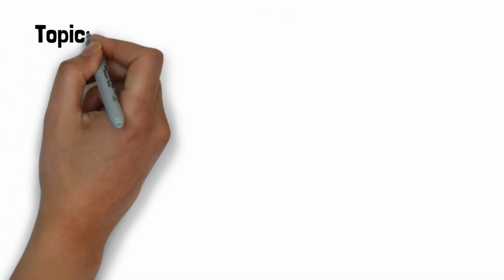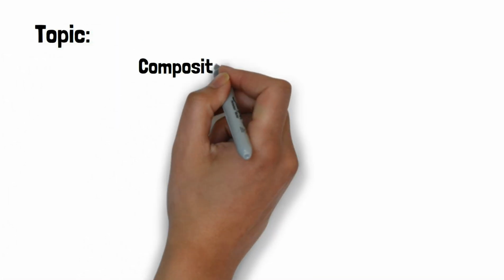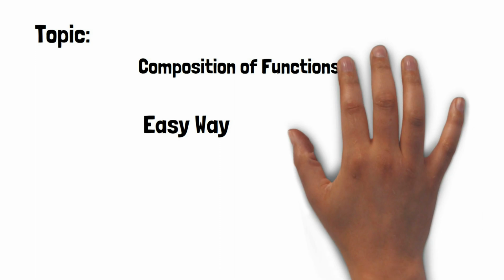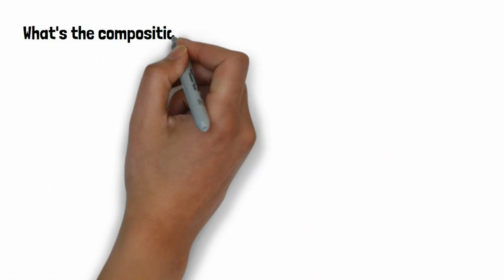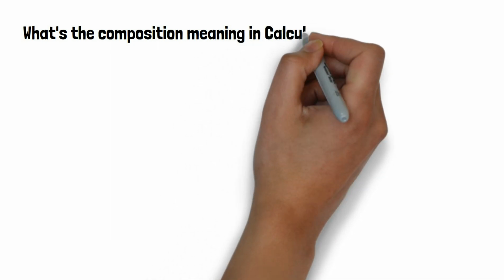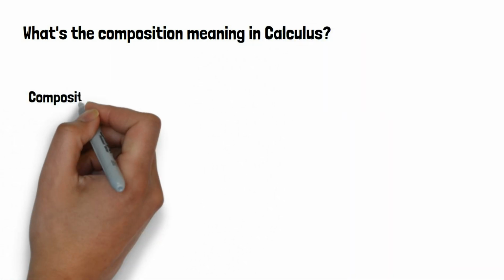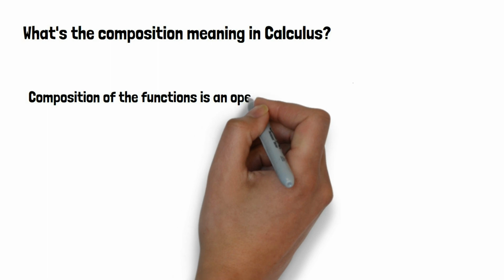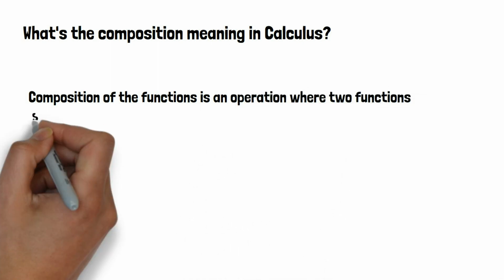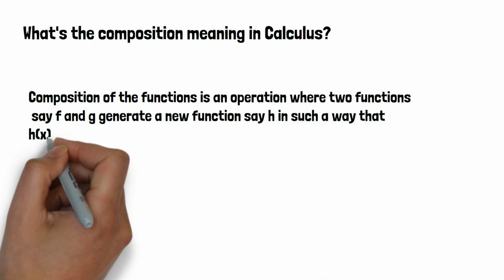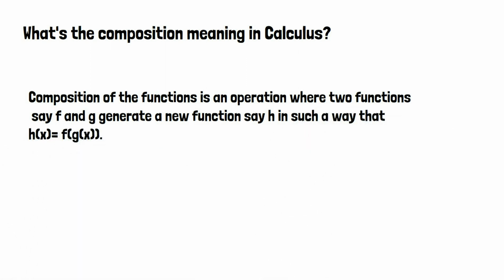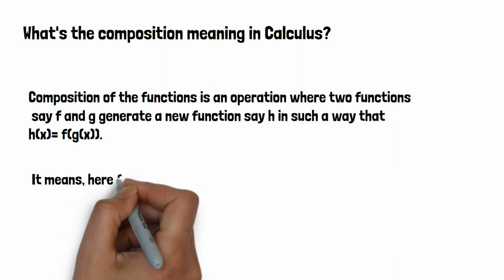In this video, we talk about composition of functions. So let's get started. What is the meaning of composition in calculus? Actually, the composition of a function is an operation where two functions, say f and g, generate a new function, say h, in such a way that h of x is equal to f of g of x.